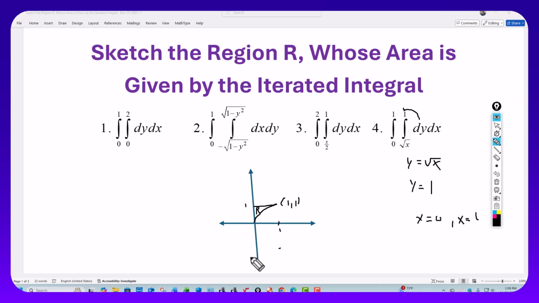And like I said, it's important to be able to sketch the graph of the region because there are going to be some double integrals where you can't evaluate them the way they're given. You'd have to change the order of integration. We looked at some of those already. The focus here, though, again, is sketching the region.